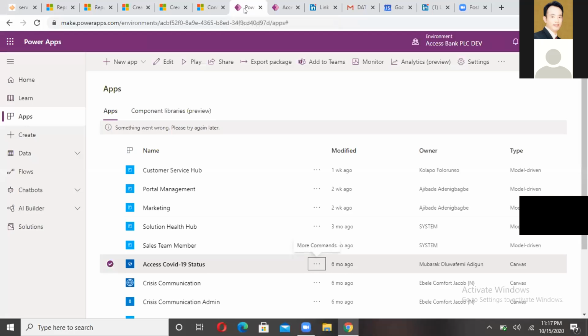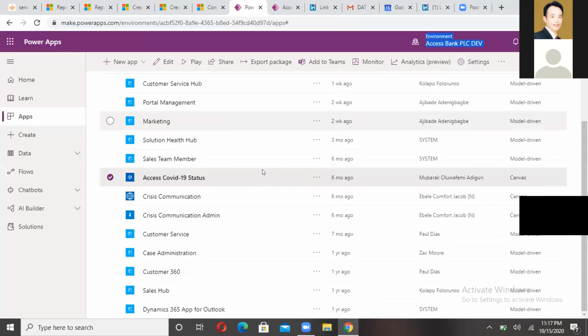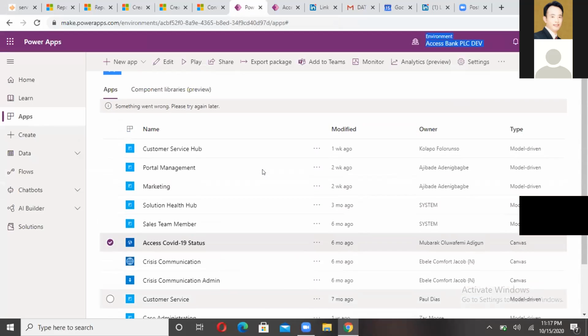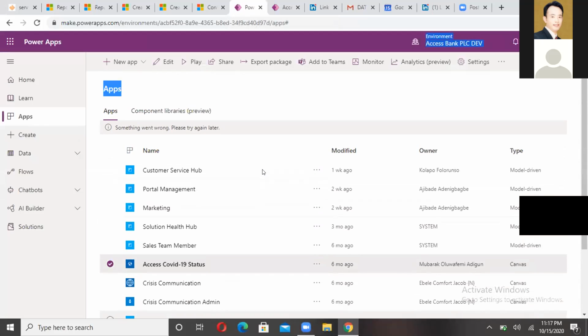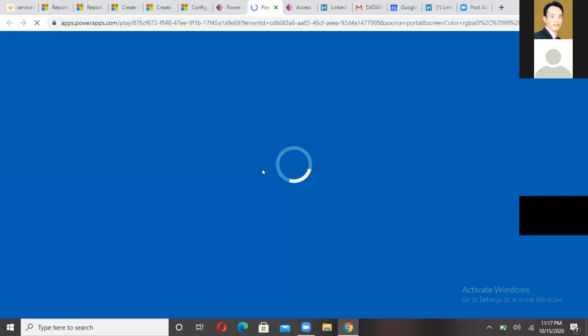This was designed for a phone. For example, these are some of the apps I've worked on in the past. And I think the only one that is mobile is COVID-19. The others are not. Let me see if we can check this out. This was supposed to be a crisis communication application.